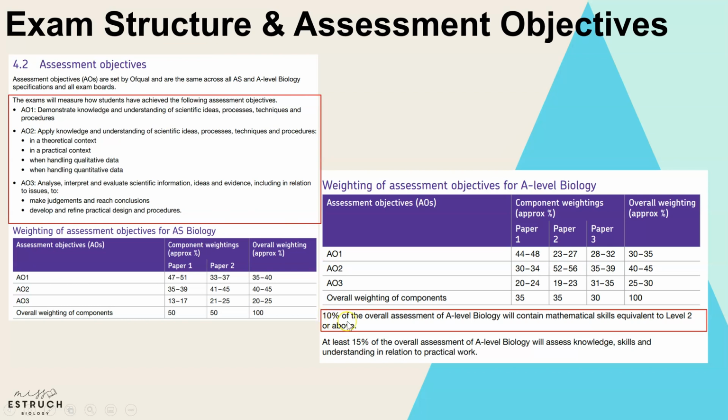Now it also tells you that 10% of the overall A-level will be based on the math skills. And that doesn't mean 10% per paper, it's just an average across the A-level. 10% of the marks will be mathematical skills. And where it says equivalent to level 2 or above, that is referring to GCSE higher paper. So it'll be that level of challenge. And the last thing we've got here is at least 15% of the overall assessment will assess your knowledge, skills and understanding of the practical work. And I'm going to come back to that a little bit later on.